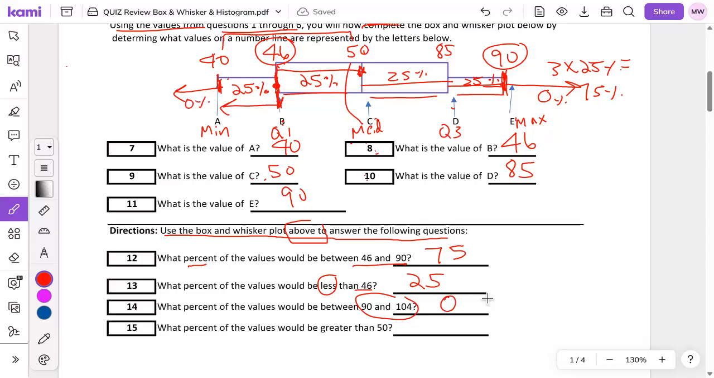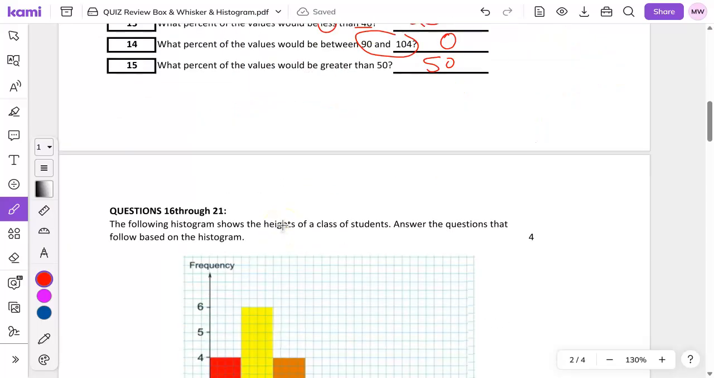So it would be 0. What percent of the values are greater than 50? 50 is the median, so that's going to be 25 there and 25 there. That is going to be 50%. So there you go. That's how you do questions 1 through 15.